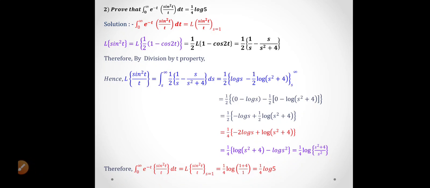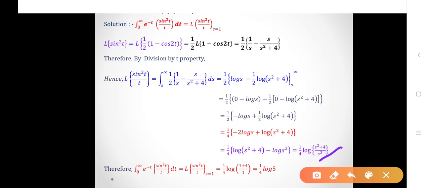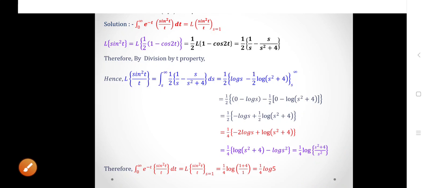So integration from 0 to infinity e raised to minus t sin square t by t dt. This integration is nothing but Laplace transform of sin square t by t, where s is equal to 1. So we have written s equal to 1 in this result. It gives us 1 by 4 log of 1 plus 4 by 1, that is log of 5. So it is 1 by 4 log 5, which is the required result. So in this way we can solve such integration using Laplace transform method, and we can put the particular value of s. Now some examples for practice.